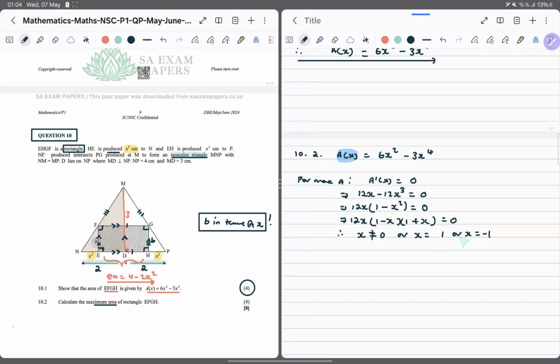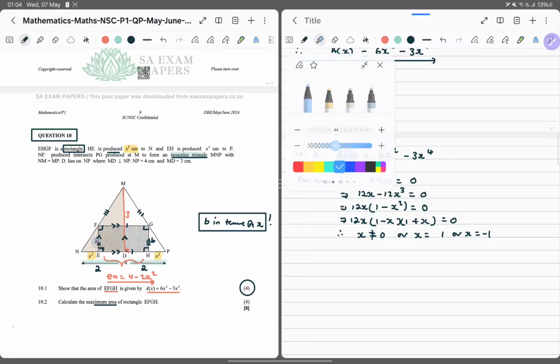Okay, now the issue is, could it be 1? Could it be minus 1? Now we look at the expressions, we can see that the exponents are all even.